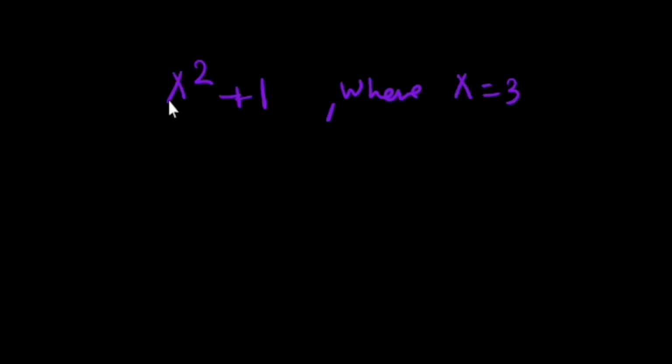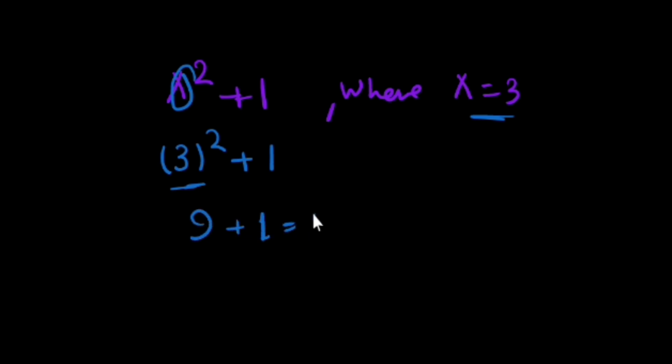Okay, another one. x squared plus 1, where x equals 3. So the meaning of x equals 3 is that this something here is 3. And we just keep the same power, the same exponent. 3 to the power 2 plus 1. Okay, the meaning of 3 to the power 2 is 3 times 3, twice. Okay, 3 times 3 is 9, plus 1, yeah, it's 10. This is the answer, okay?